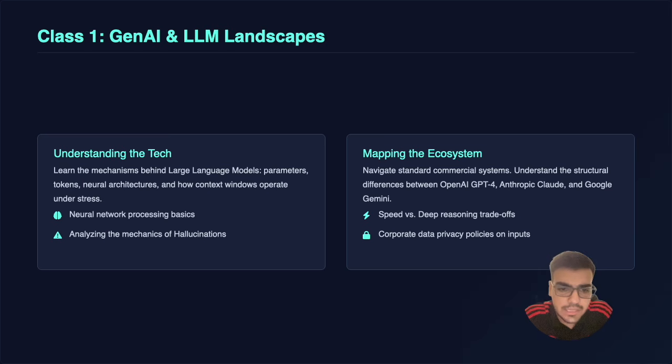On the right, we cover mapping the ecosystem. You will learn to navigate different commercial engines. There is no one size fits all model. GPT-4 is excellent for general calculations and logical code structure. Claude excels at long document synthesis, complex prose, and structural consistency. Google Gemini is fantastic for real-time web lookups and deep Google web space integration.